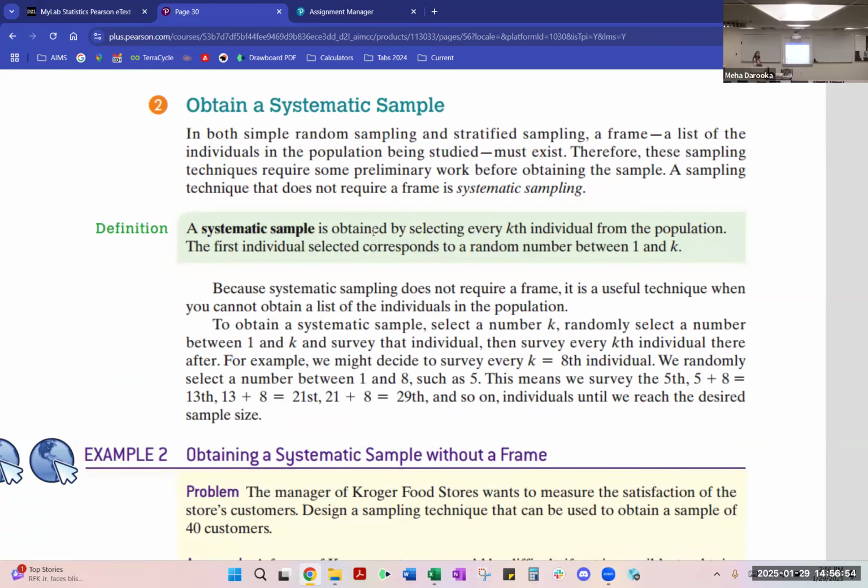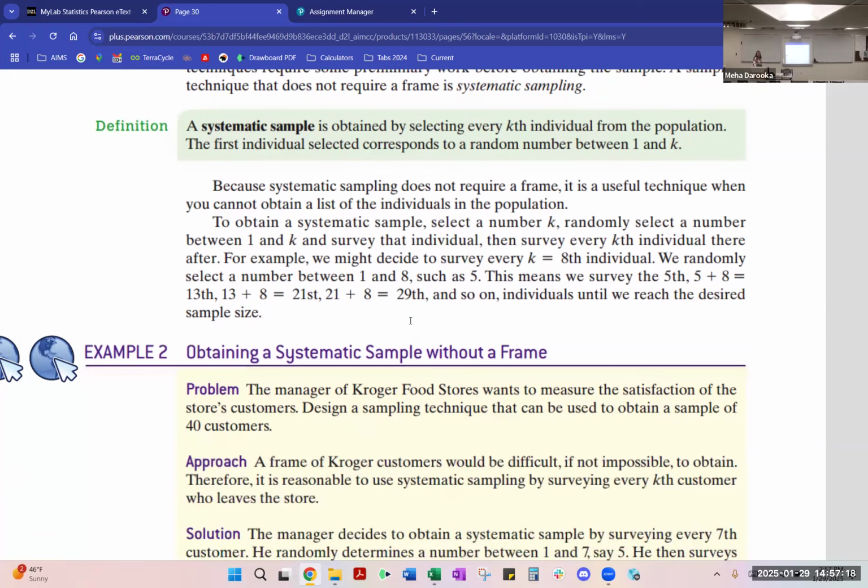Our third sampling method. Remember, we talked about simple random sampling on Monday. That was stratified sampling. Now we're looking at systematic samples over here. This is obtained by selecting every kth individual from the population. The first individual selected represents a random number between 1 and k, and then from there you pick every kth member. So what does that mean?